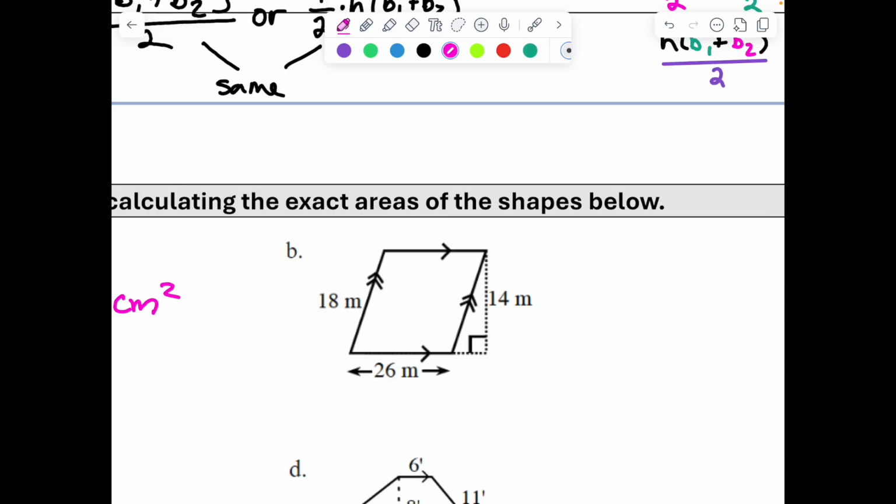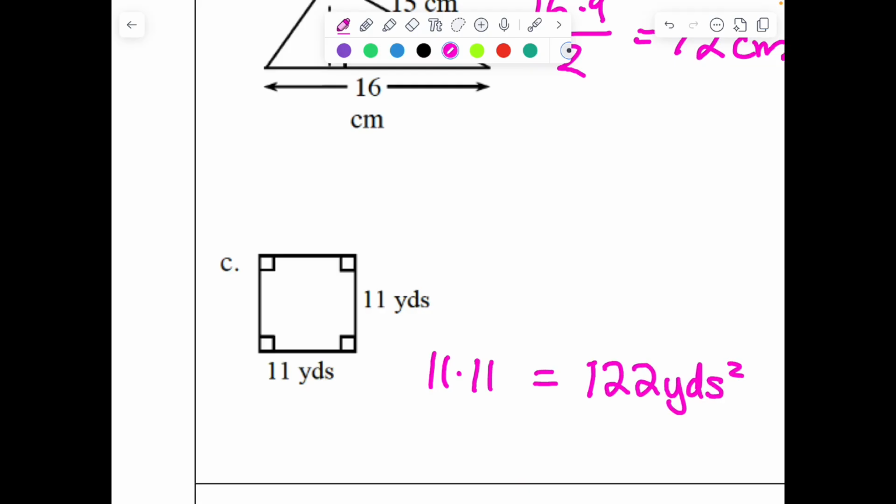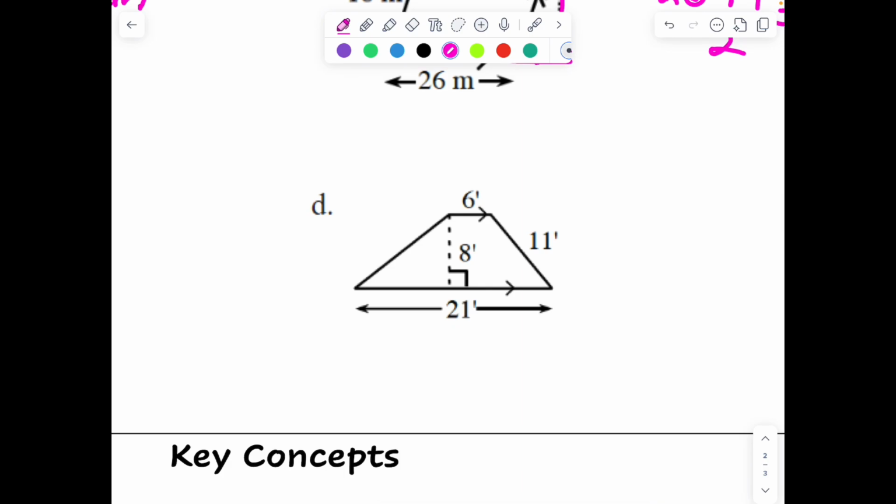We have a parallelogram here, which is simply the base times the height. So here's the base. Now, we have to decide whether 18 is the height or 14 is the height. We know that the height has to be perpendicular or make a right angle with the base, so our height's 14. So 26 times 14 is going to be 364 meters squared. We have a square. We love squares. 11 times 11 is 121 yards squared.